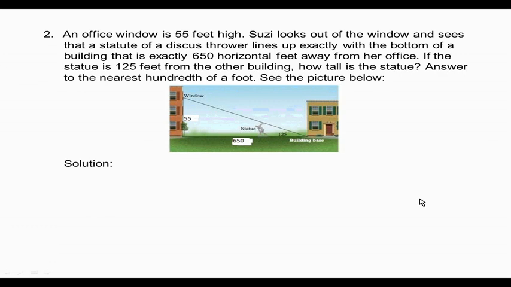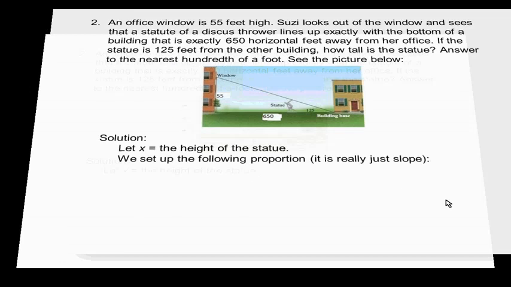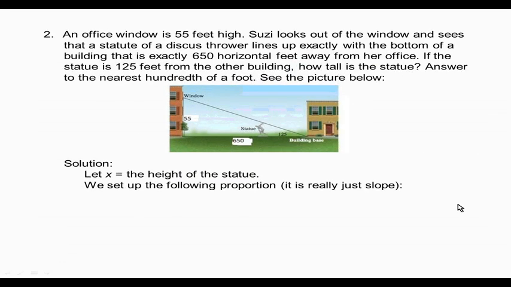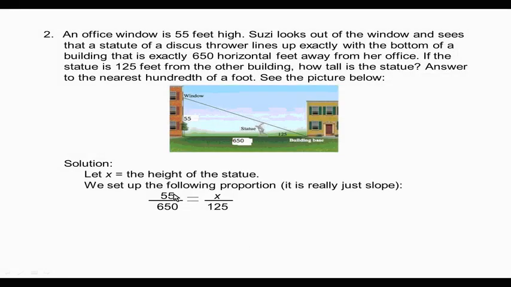Our solution. If you look at the picture, I have a rise over run and a rise over run. So I'm going to let x equal the height of the statue. So this is x. We set up the following proportion. It's really just slope. Fortunately here everything is in feet, and I want to answer to the nearest hundredth of a foot. So 55 over 650, rise over run, is equal to x over 125, rise over run.